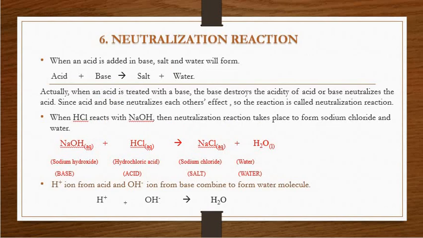Next is neutralization reaction. Neutralization reactions are those where one acid reacts with a base to form salt and water. In this kind of reaction, the acid destroys the basicity of the base, and the base destroys the acidity of the acid. For example, if NaOH and HCl react, where NaOH is the base and HCl is the acid, they will give you sodium chloride, which is salt, and water.